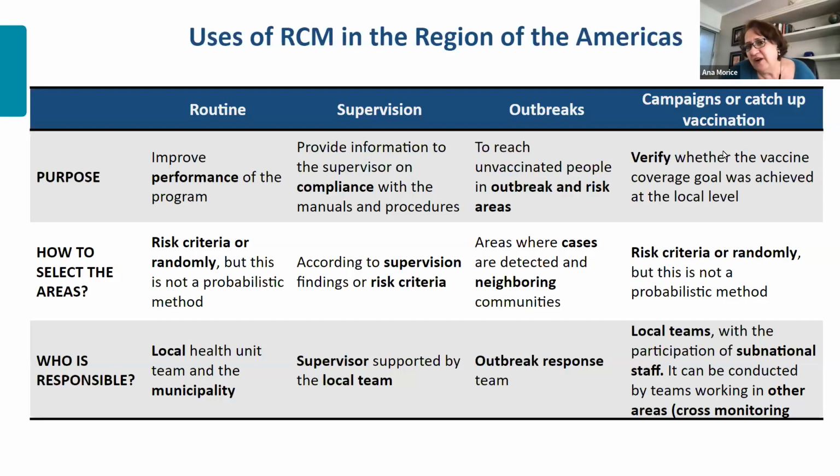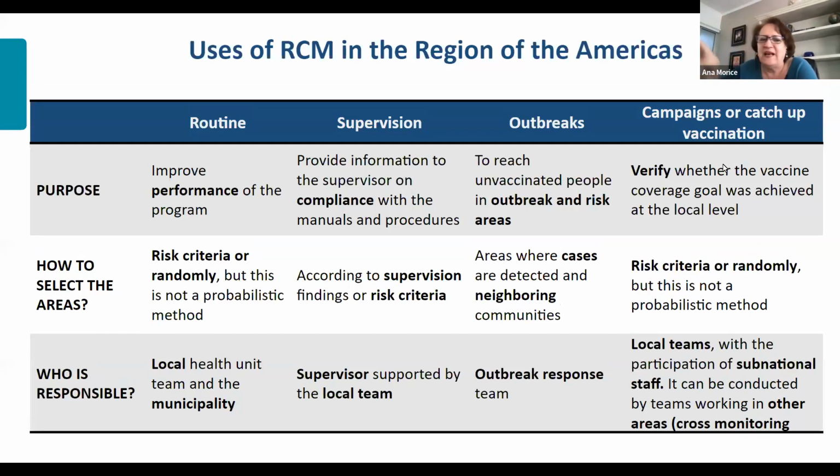And we select the areas based on different criteria. In the routine, usually they select the areas based on risk criteria, but also randomly. But it is important to note that randomly does not imply that it's a probabilistic sampling. It's just a way of selecting the areas in case you don't have a risk area already selected. During supervision, the supervisor also selects based on risk areas, but also randomly. That's another way. And of course, in case of outbreaks, the areas are selected to detect new cases and also to assess if the people around the places where the virus is circulating are already vaccinated.